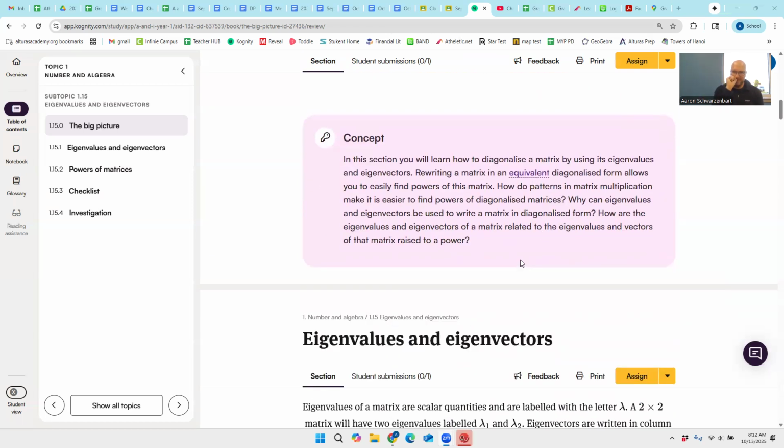Okay. In this concept, we will learn how to diagonalize a matrix using eigenvectors. Rewriting a matrix in equivalent diagonalized form allows you to easily find powers of a matrix. It's easier to find powers and patterns when diagonalized. Now it's easy to do powers of a matrix on your graphing calculator. It's not so easy to do them by hand.